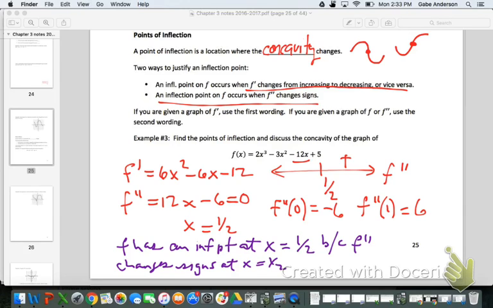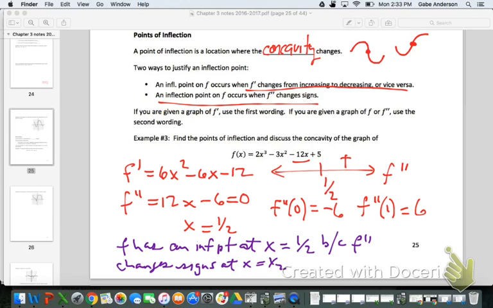So again, it didn't say to justify your answer, but I'm using that wording, because f double prime changes signs. I really am justifying it. Just want you to be in that habit because you'll frequently be asked to do that. Any follow-up questions at all? Well, we're supposed to discuss the concavity. Oh, sorry. I forgot about that part. Let's do it.